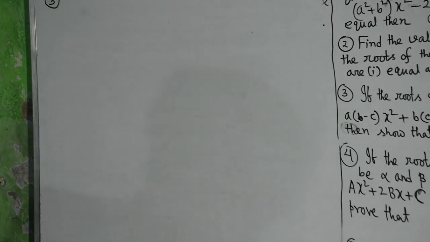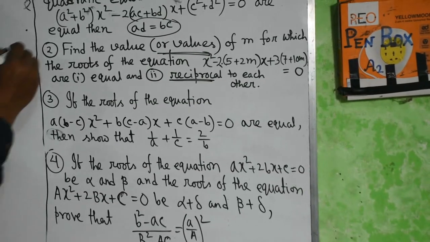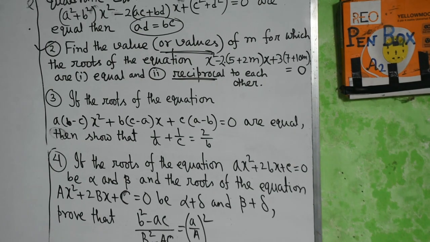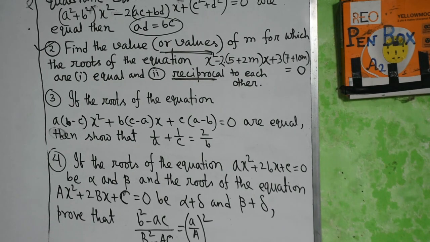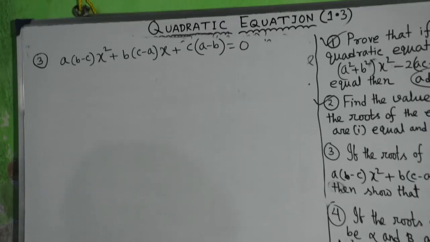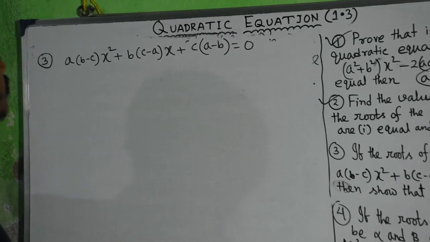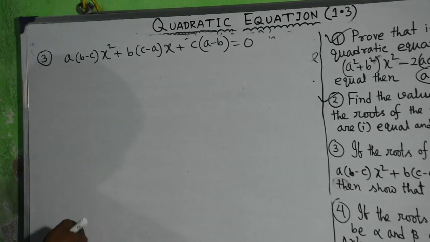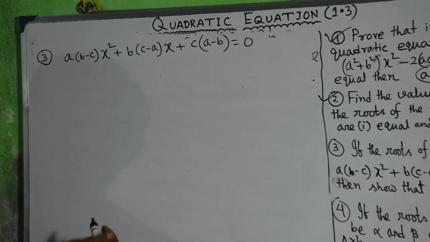In the third question: if the roots of the equation a into b minus c into x square plus b into c minus a into x plus c into a minus b equals to 0 are equal, then show that 1 by a plus 1 by c equals to 2 by b. That means the roots are equal, that means b square minus 4ac equals to 0.